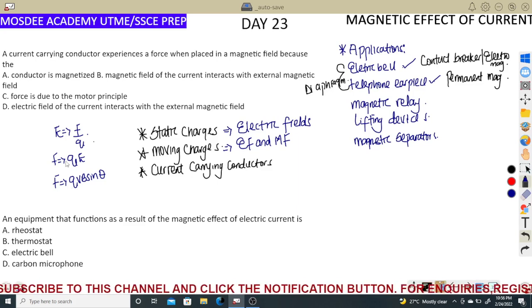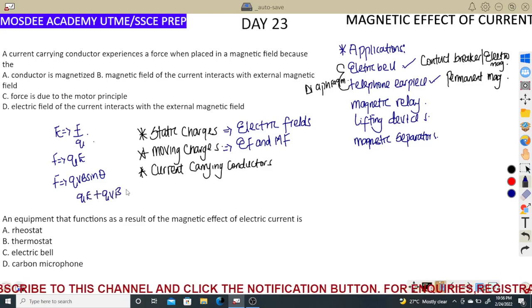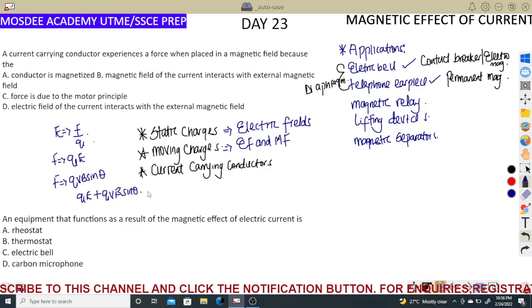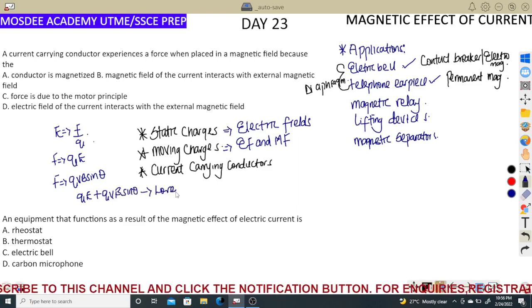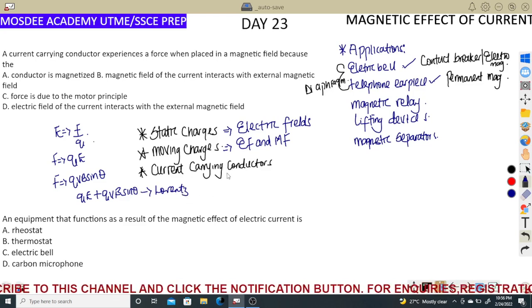They are available. Now, the total force on a moving charge is the sum total of QE and QVB sine theta. In fact, in A-level classes, we call this the Lorentz force. I'm not here to teach the concept. I just want you to understand the kind of forces that are exerted on different types of charges.